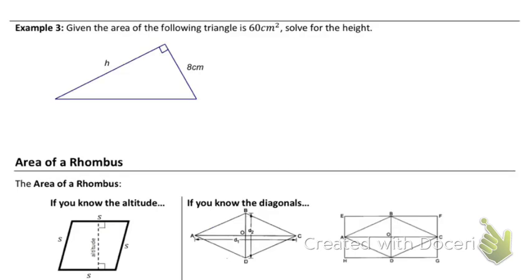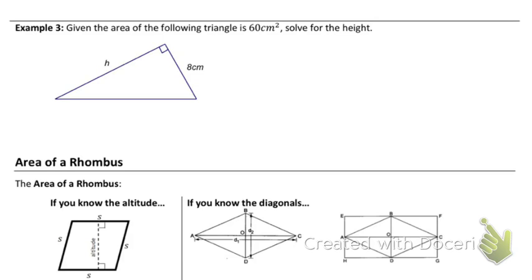All right, example 3, it says, given the area of the following triangle is 60 centimeters squared, solve for the height. This is my example here. This is our base. And this is our height. Your height and your base form a 90-degree angle. So in fact, you could have called h your base and the other side your height. It really doesn't matter in this one.